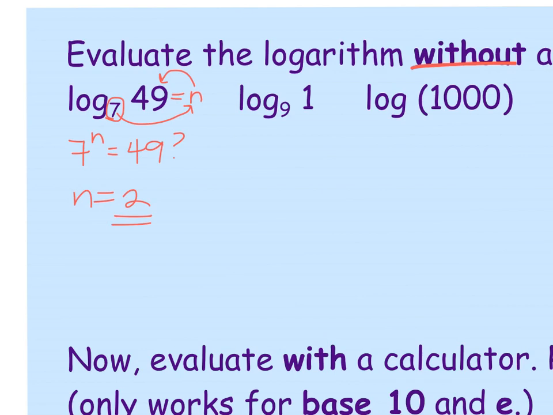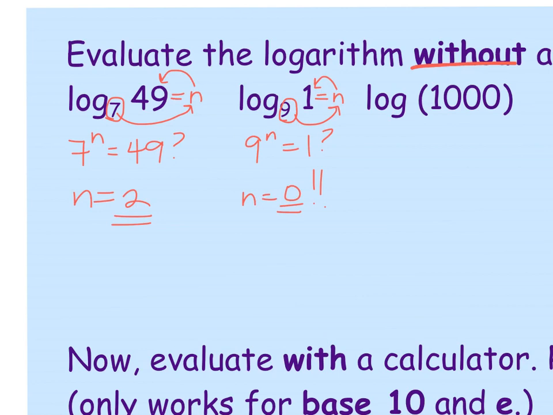Log base 9 of 1. Again, if we're trying to figure out what this is, let's try that looping method. We'll set it equal to n. So we would have base 9 to what power equals 1? And hopefully we know this answer already because this actually isn't on the power chart. What power gives you an answer of 1 every time? That would be 0. Or 9 to the 0 power equals 1.